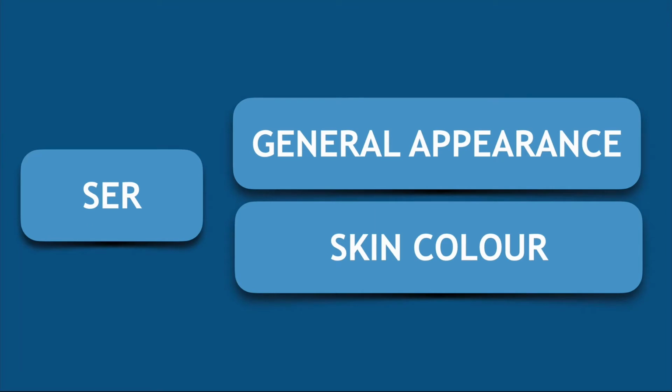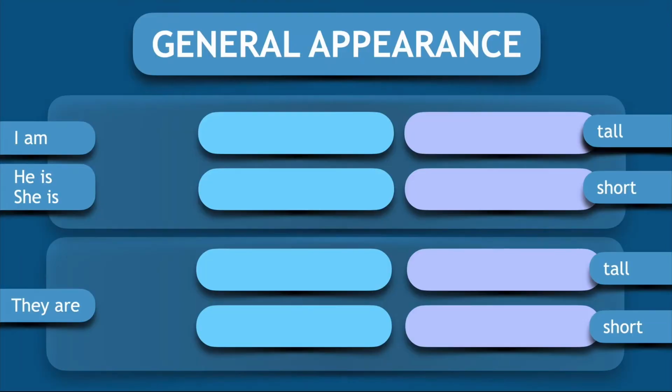Ser will be used to talk about general appearance and skin color. Let's start with ser for general appearance, la apariencia general. The main difference that you will find is that in Spanish we must differentiate between singular and plural and between masculine and feminine, whereas in English you only need to change the verb to describe different people, but not the adjective. So in Spanish, if I wanted to say I am tall, I could say soy alto if I was a man, and soy alta if I was a woman.